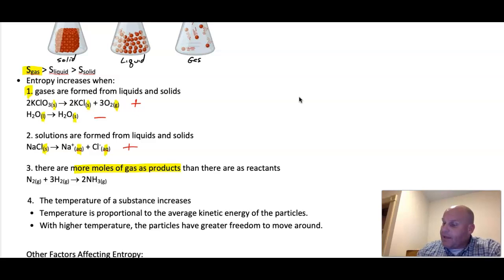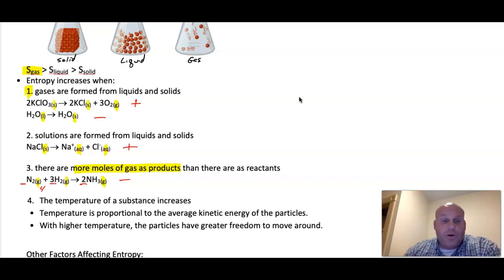So if I look at this balanced equation, again, all gases, now I have to consider the moles of gas on both sides of the arrow. So in the reactants, I have 1 plus 3, I have 4 moles of gas. And in the products, I have 2 moles of gas. So this is a decrease in the moles of gas. So again, this would be a decrease in entropy, or a negative delta S value.